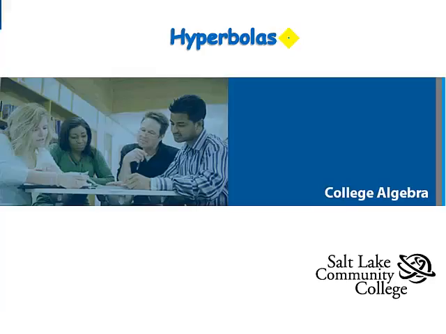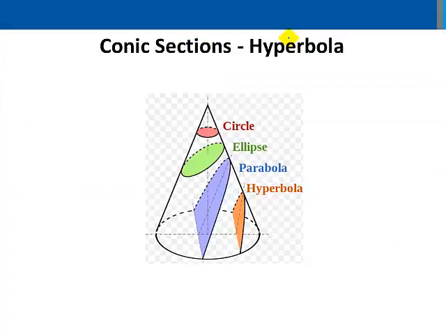This lesson introduces hyperbolas and graphing of hyperbolas. A hyperbola is a conic section. By slicing the cone with a vertical plane, we get the hyperbola. What we're seeing here is half a cone. The full right circular cone looks like this.